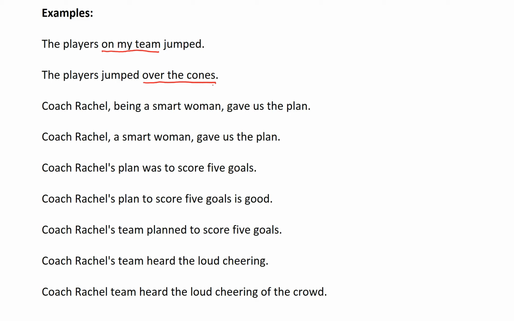One of them is an adjective phrase and the other one is an adverb phrase. The first one is the adjective phrase and the second one is the adverb phrase. And if you're curious as to why, think about it. On my team is describing the players. What kind of players are they? They're the players on my team. And in this case, this tells us how the players jumped. Therefore, it's describing the verb jumped, and it's an adverb.